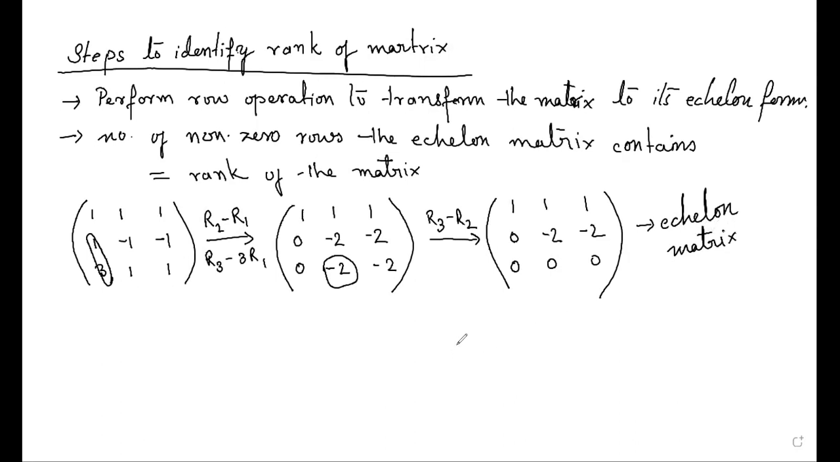All right. Now, what is your conclusion? The number of non-zero rows this matrix contains equals the rank of the matrix. So how many non-zero rows is it containing? 2. So the rank of the matrix, say this matrix is our A, I can say rank of A equals 2. All right. Clear? Is there any doubt? No, ma'am.